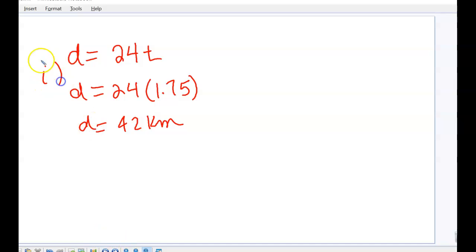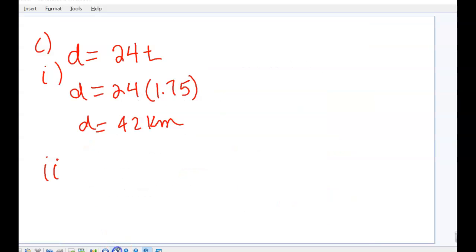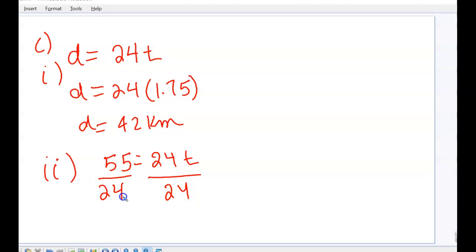So that's part C, Roman numeral 1. And then Roman numeral 2, they want us to figure out the time it took her to travel 55 kilometers. So that means I know my distance. So 55 kilometers is going to equal 24t. And now to get t by itself, we divide both sides by 24, and it would be 2.29 hours would be the time.